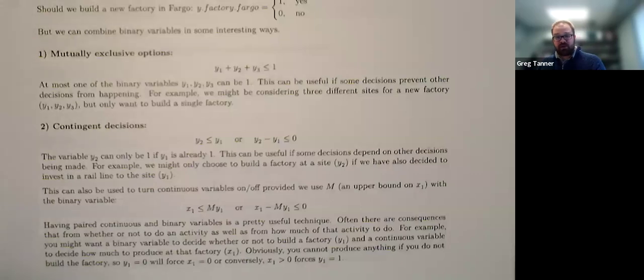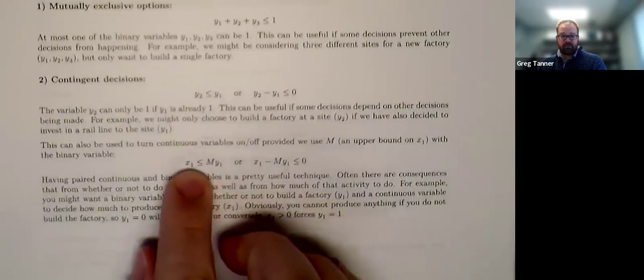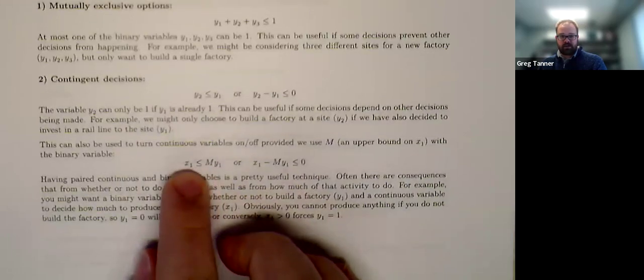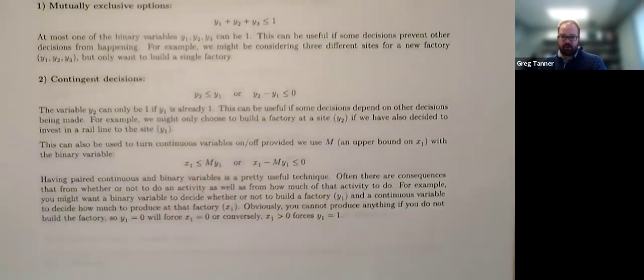Okay, this is especially useful when you pair continuous variables with binary variables. There's a slight change in how it's set up: you have your continuous variable x1 less than or equal to some big M times y1, where big M is an upper bound on the size of x1.